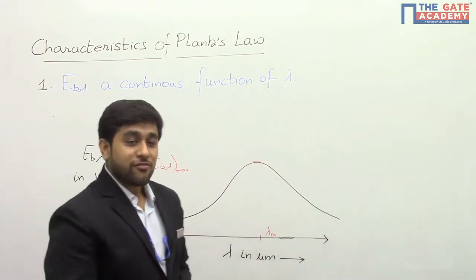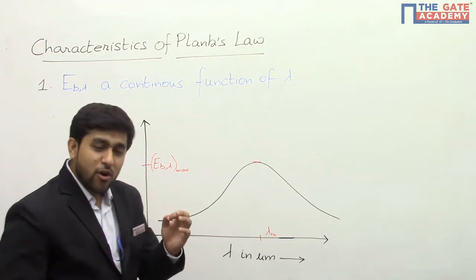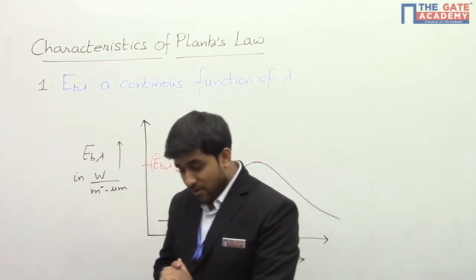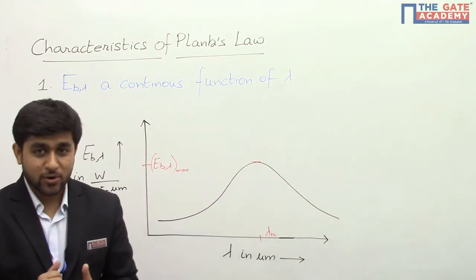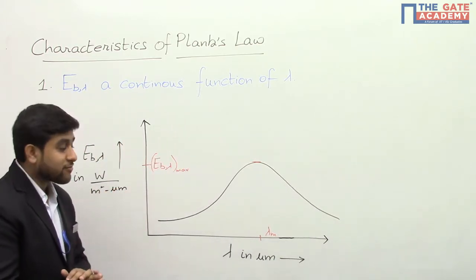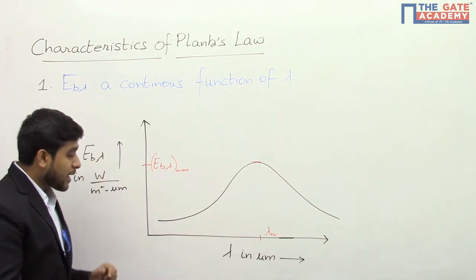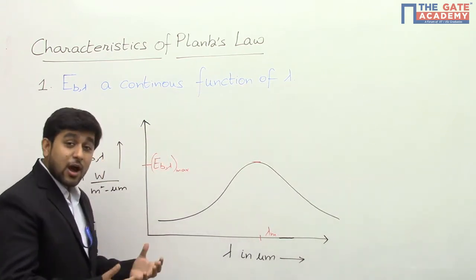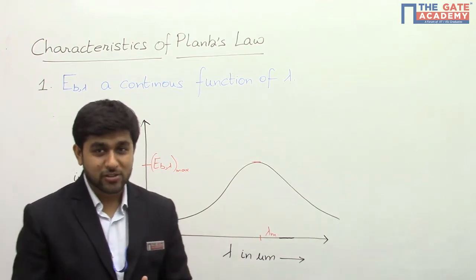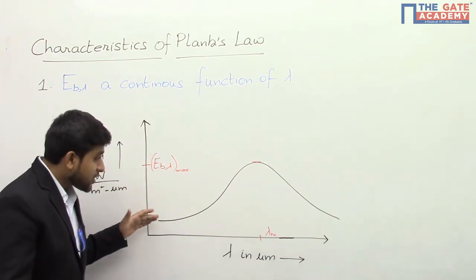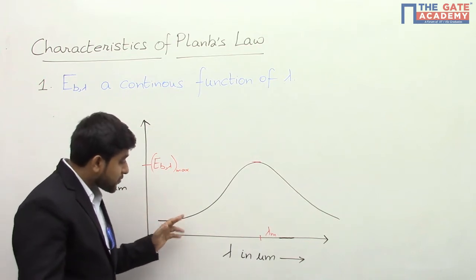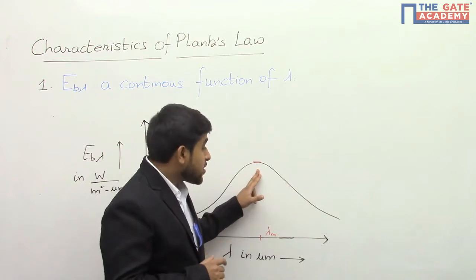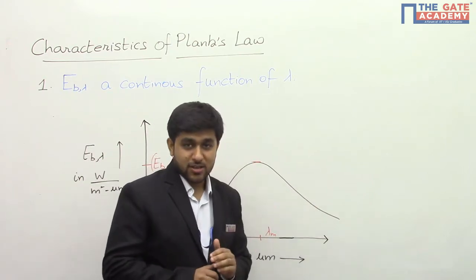The first feature of Planck's law is that if for a given temperature we find out the monochromatic emissive power for different wavelengths and plot them on a graph, that means we draw the EB comma lambda versus lambda graph for a particular temperature T, we will find that this function is a differentiable function, right? Initially this value increases with increasing wavelength. It achieves a maximum, that is a peak, and then again it decreases.